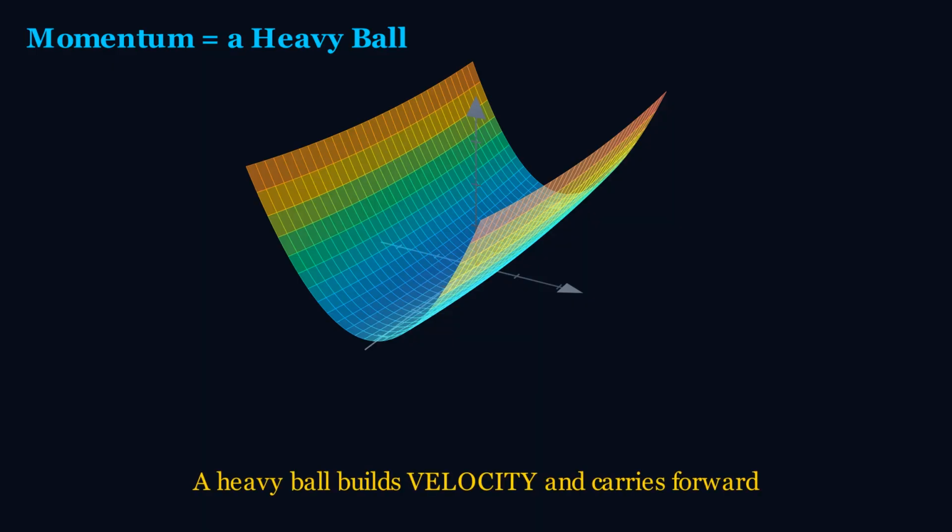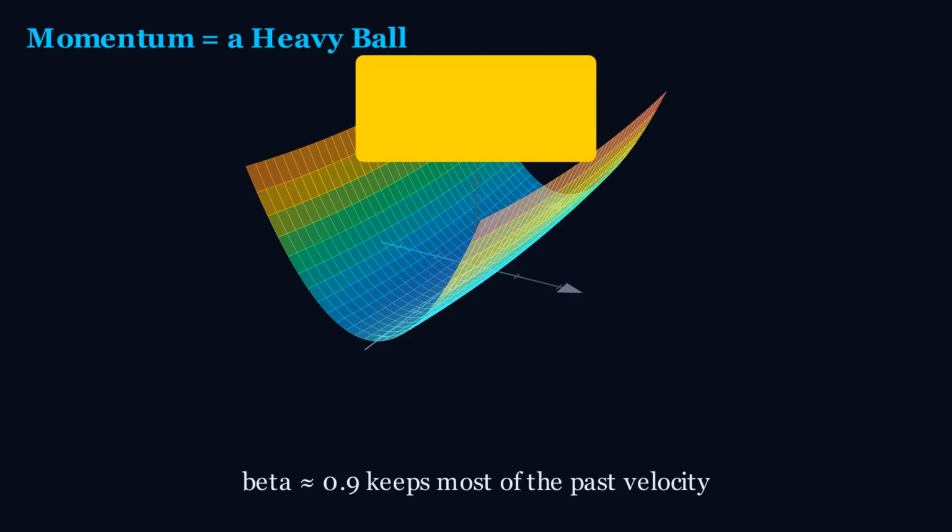Momentum borrows an idea from physics. Instead of stepping in the raw gradient direction, picture a heavy ball rolling downhill. It builds up velocity, and that velocity carries it forward, smoothing out the bouncing. The update keeps a running velocity. New velocity equals beta times the old velocity, minus the learning rate times the gradient. Then we move the weights by that velocity. Beta, usually about 0.9, sets how much past motion we keep.